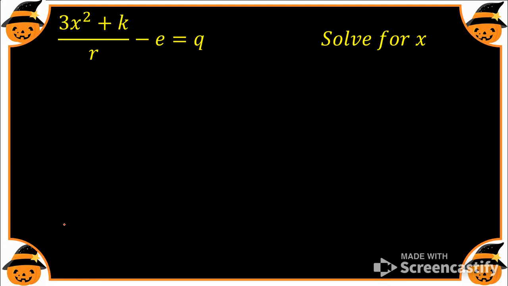Okay, let's look at this literal equation. We're going to solve for x. So we have squaring, we have multiplying, we have adding, we have dividing, and we have subtracting. So we're going to work backward and we're going to add first. So we're going to add e to both sides.